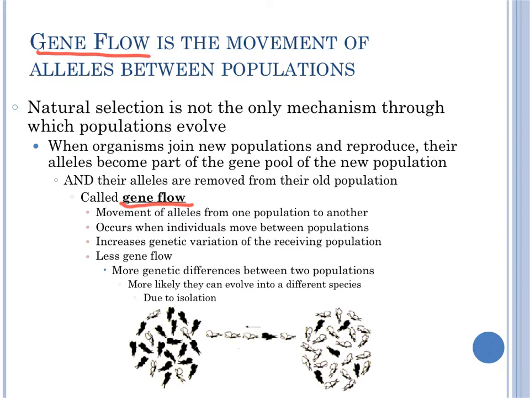This happens when individuals move into new populations, moving out of their existing population. It increases genetic variation of the receiving population, and reduces the variation in the population they left from.